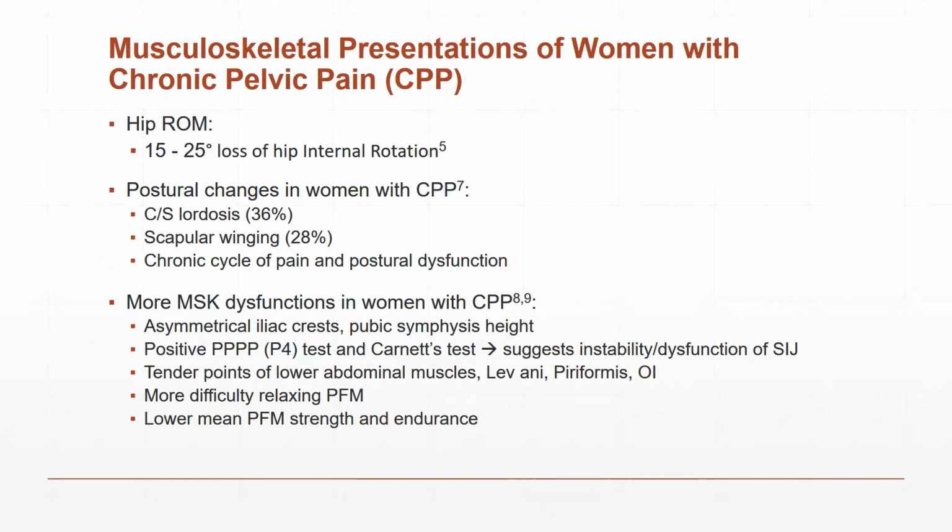And then when you're doing your exam, you also want to think about asymmetries in their pelvis, such as the iliac crest, pubic symphysis, as well as doing some sacral testing, such as the P4, and as well as abdominal tenderness testing. These patients will also have more difficulty relaxing their pelvic floor and have a lower strength and endurance on these tests.